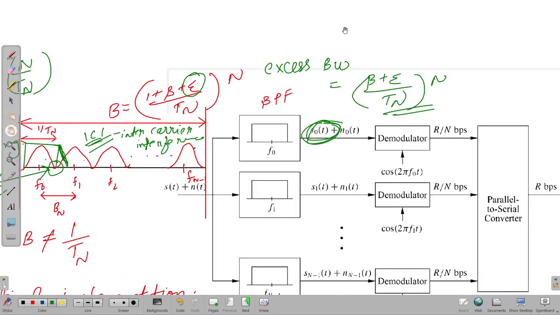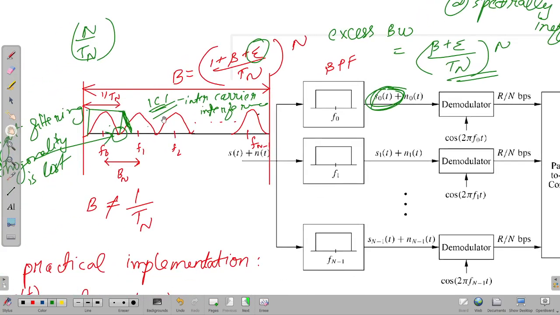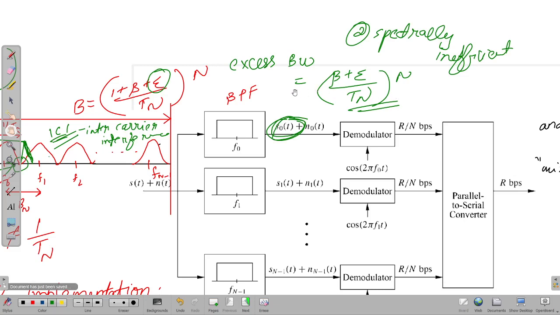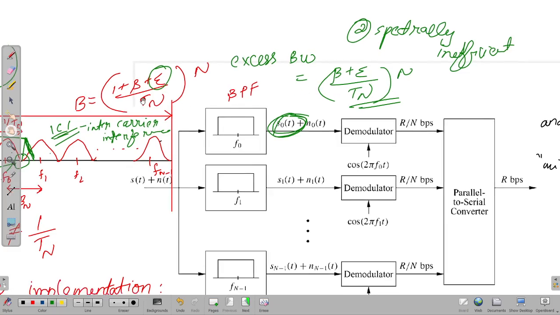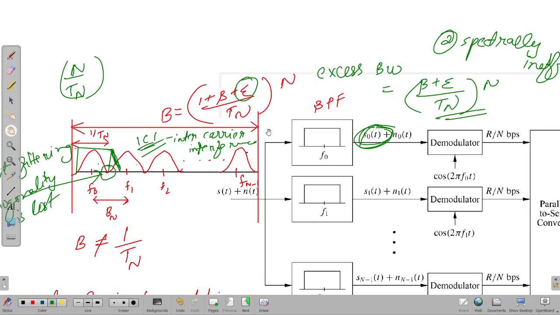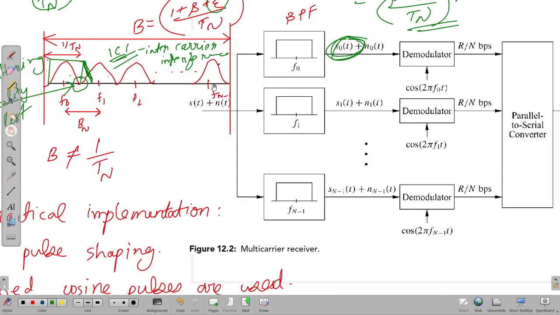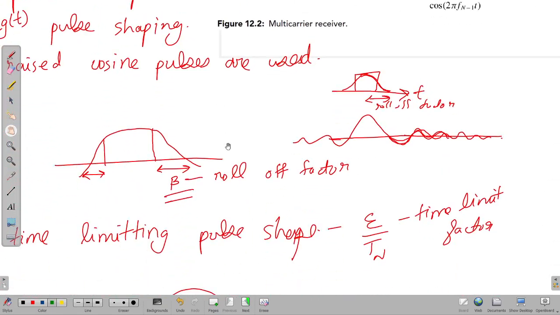The second disadvantage is that it is spectrally inefficient, because you are using a lot of extra bandwidth here. Because of the roll-off factor and the time limiting factor, you have to use extra bandwidth. Even when you need only N divided by Tn, you have to add this quantity, (beta plus epsilon) divided by Tn, times N, in your bandwidth calculation.